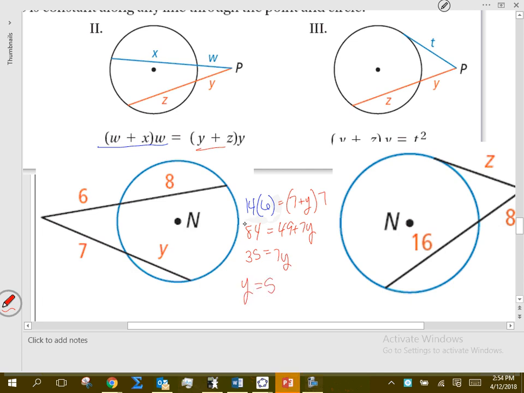And I go through that a little bit quicker than normal, but I think you guys can do that algebra. If Y is 5, can we check this? Can we plug back into this thing here and see if we get a true statement? Okay, you said this was 14, right? 14 times 6 is equal to, now Y plus Z, or the entire secant would be 12 in this case, right? The outside part is 7. What's 12 times 7? 84. What's 14 times 6? 84.